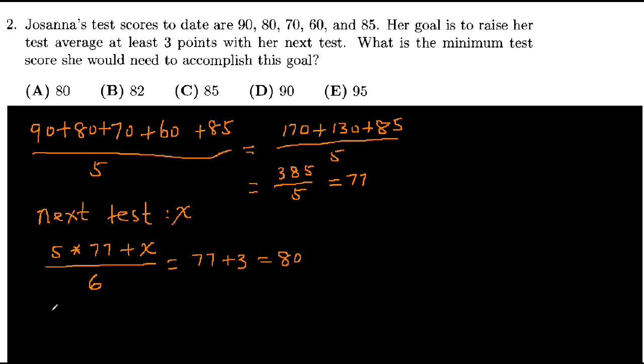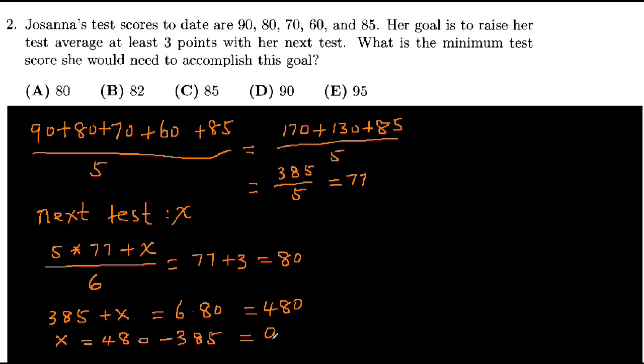So we have 385 plus X equal to 6 times 80, which is 480. So X would equal 480 minus 385. That is 95. That's the score she needs for the 6th test to have 3 points better in average. And the answer is E.